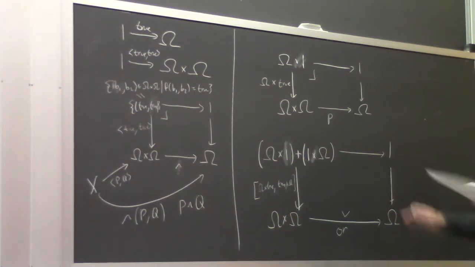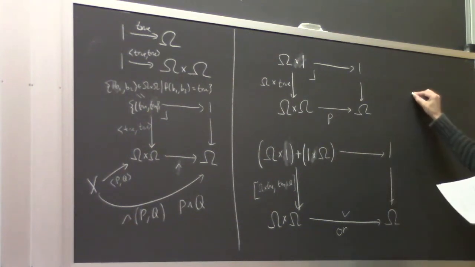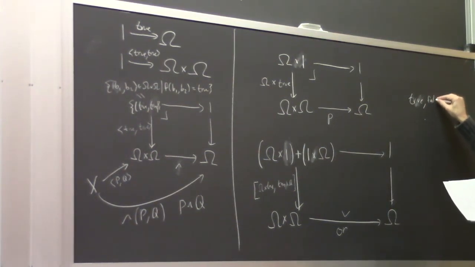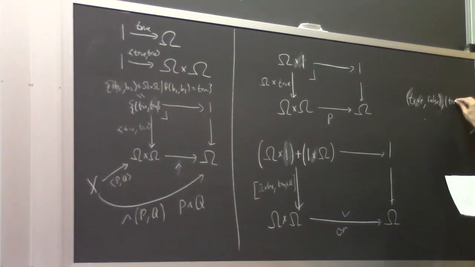So I'm trying to write these in ways that would work for any topos. In the category of sets, it's much easier. I would just write something like true, false, comma, true, false, comma, true, true, comma, false, true.